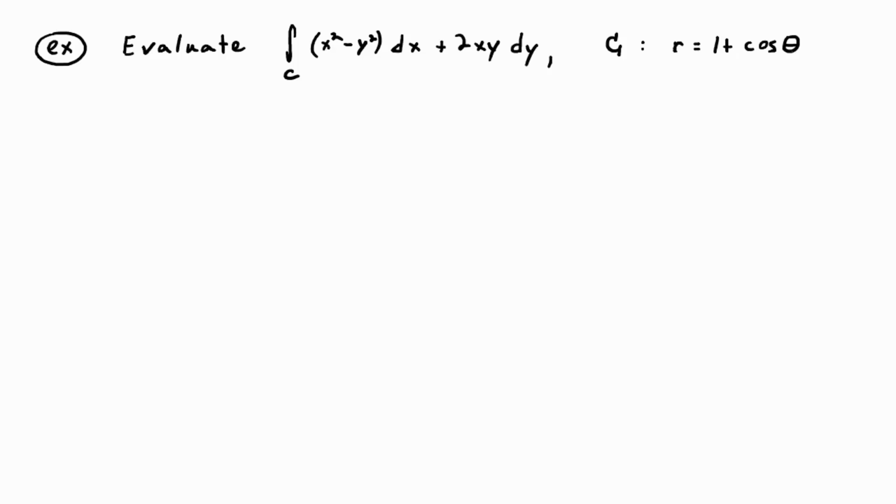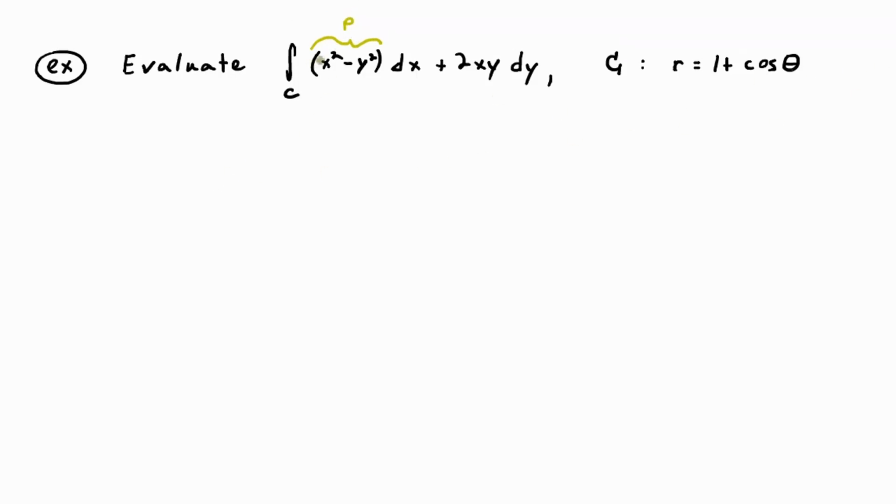Let's use Green's theorem to evaluate the integral over C of x squared minus y squared dx plus 2xy dy. So can you identify P and Q from the vector field components when this is in differential form? Can you identify P and Q? Yeah, P is the x squared minus y squared, right? X squared minus y squared.